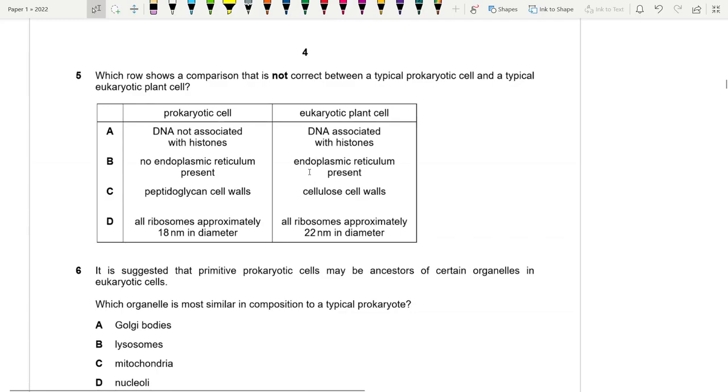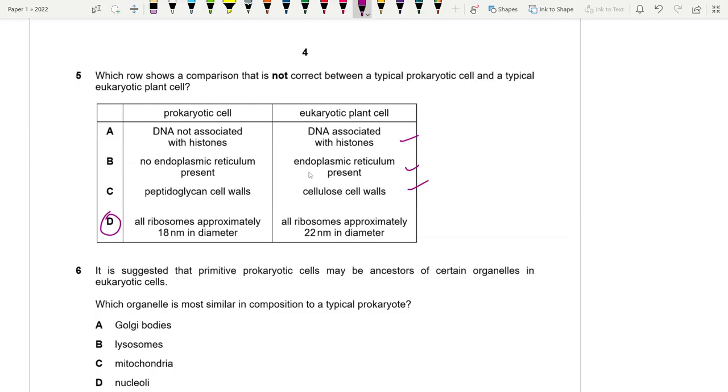Which row shows a comparison that is not correct between a typical prokaryotic and typical eukaryotic cell? The DNA is not associated with histones in prokaryotes. True. Eukaryotic plant cell, it is true. No endoplasmic reticulum present in prokaryote. True. Endoplasmic reticulum is present in eukaryotic cells. Peptidoglycan cell wall, this is true. In bacteria, we have peptidoglycan cell walls, and in plant cells, we have a cellulose cell wall. These look true. So D should be the answer.